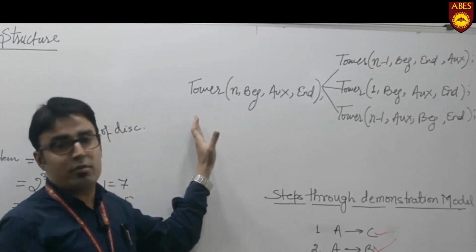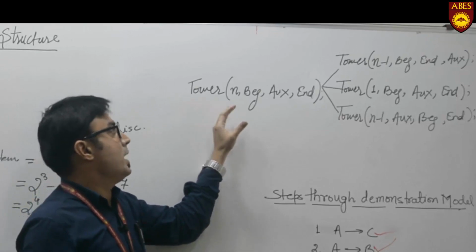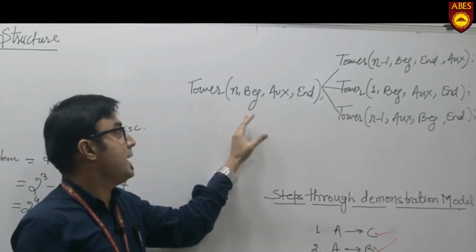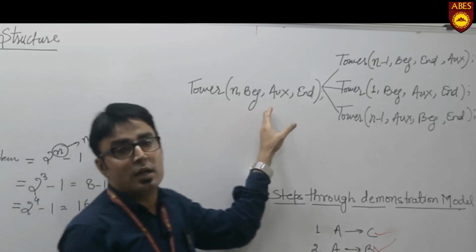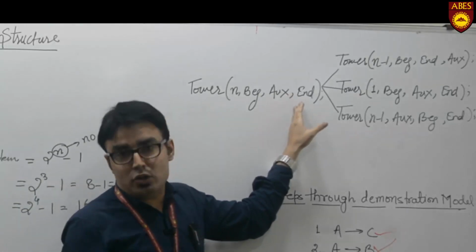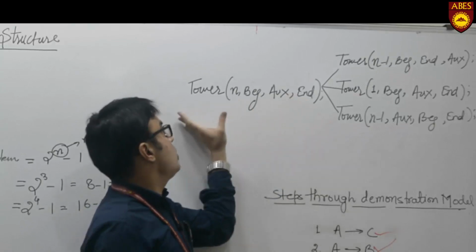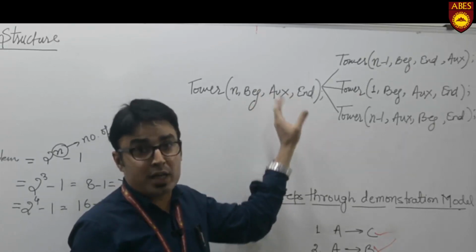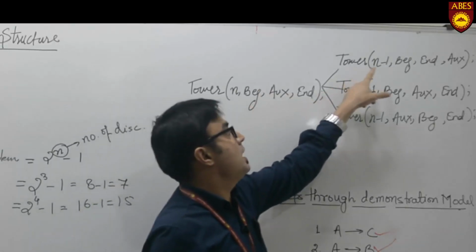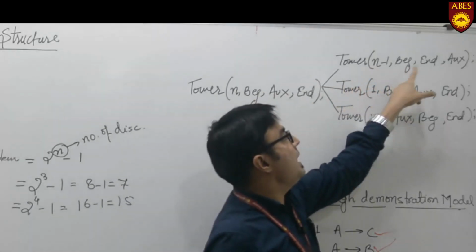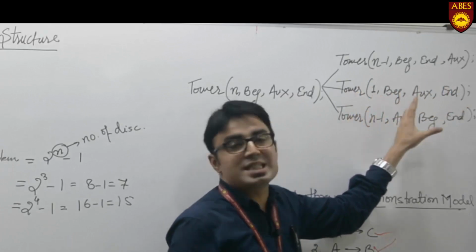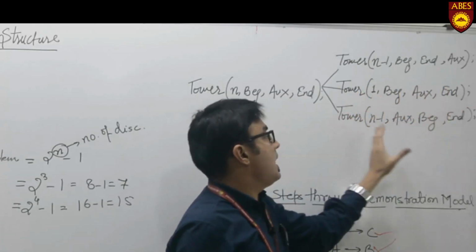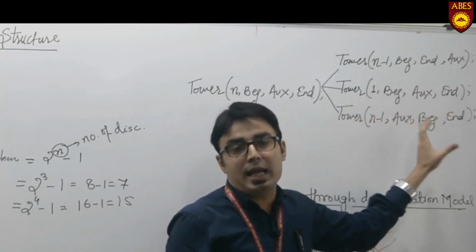So this particular function, Tower, where n is the number of disks, beginning is the beginning pole, auxiliary is the middle pole, and end is pole C, the last pole. This function is divided into three recursive functions: Tower(n minus 1, beginning, end, auxiliary), then Tower(1, beginning, auxiliary, end), and then Tower(n minus 1, auxiliary, beginning, end).